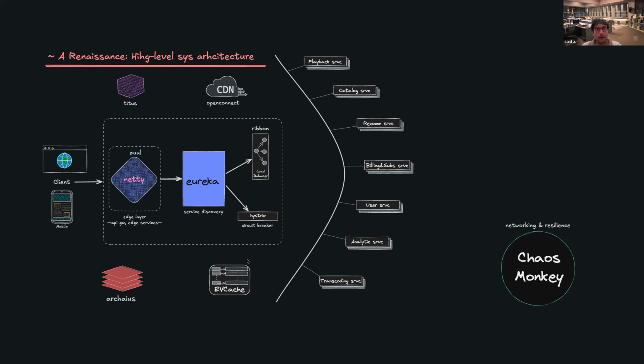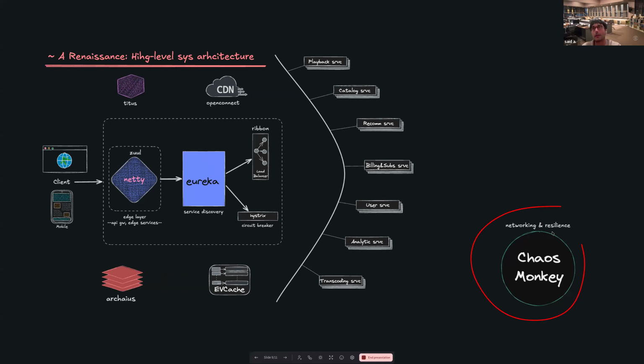So from there we have EVCache, which is basically a memcache system. We have CDN Open Connect. We have Titus, which is an orchestration tool, and we have Archaius, which is a config management tool. It manages the config files, static and dynamic config files.